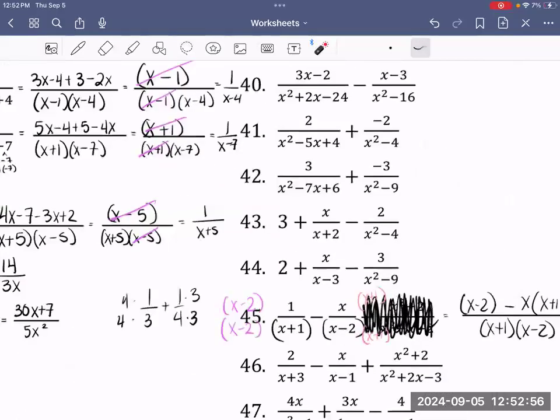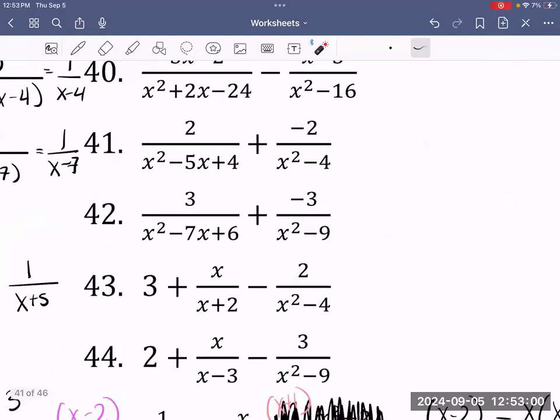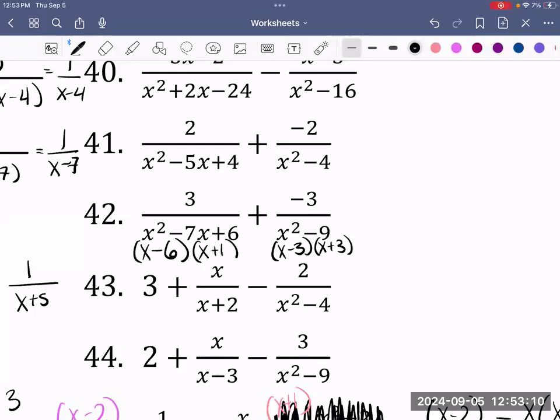We'll do one more. Let's do 42. That looks like a good one. So you see some polynomials. So one more time, we're going to go ahead and factor. This time we get x minus 6 and x plus 1. Oh, this one's pretty gnarly.